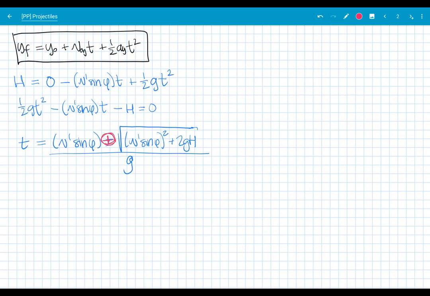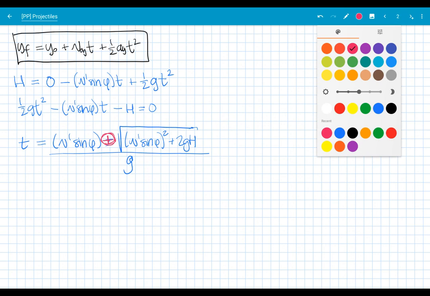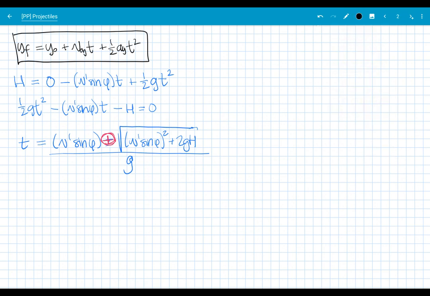Okay, so now we have t. Yay. I'm going to change colors. So now we have t. Now that we have our expression for time, I can substitute that back into the expression for L on the other page, and that's awesome.